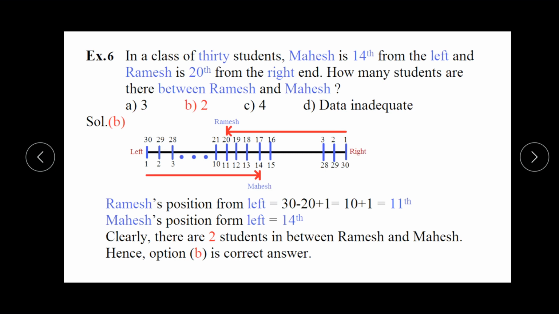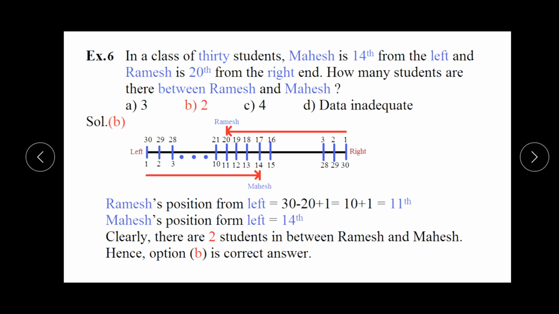Now we are having the positions of Ramesh and Mahesh from the left side. Ramesh's position from the left side is 11. Mahesh's position from the left side is 14th. It means this is the 14th position and this is the 11th position. 14 minus 11 minus 1, because we will subtract Mahesh also, because we are finding the gap.